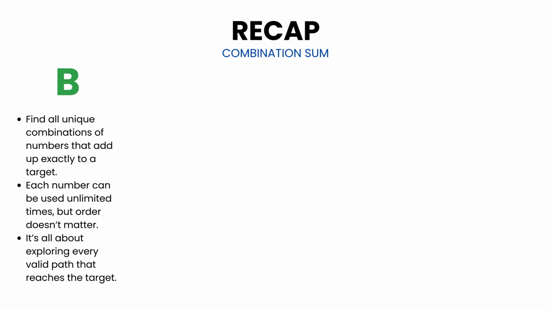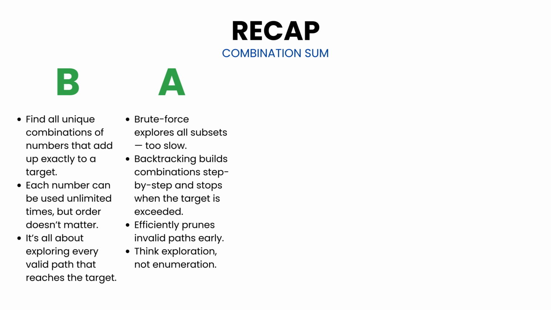Assess recap. We compared brute force to backtracking. Brute force tries every subset, chaotic and slow. Backtracking, however, builds combinations piece by piece and abandons paths that overshoot the target. It's efficient because it prunes impossible options early, focusing only on meaningful candidates.